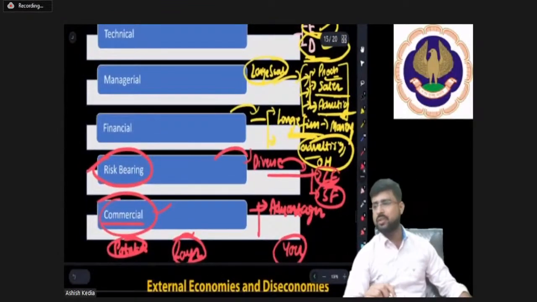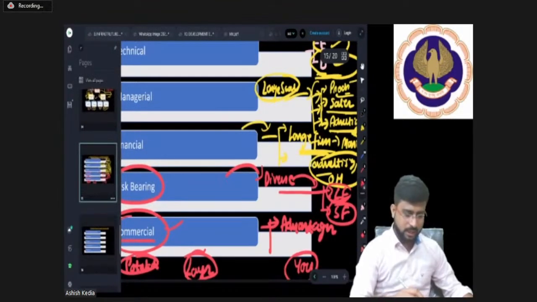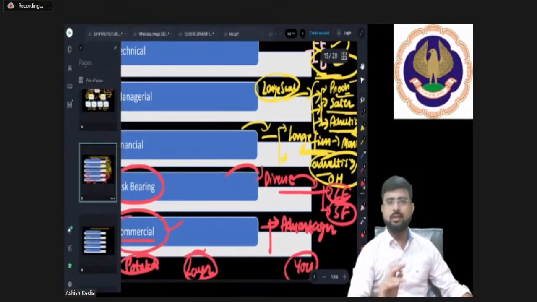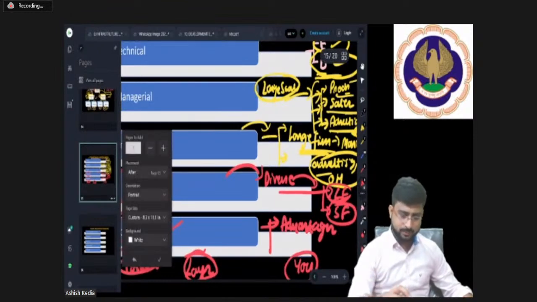Are you guys ready? What say? Are you all ready? Yes, sir, we are. Before we move to external, let's talk about internal and some MCQs, okay? So let's go.